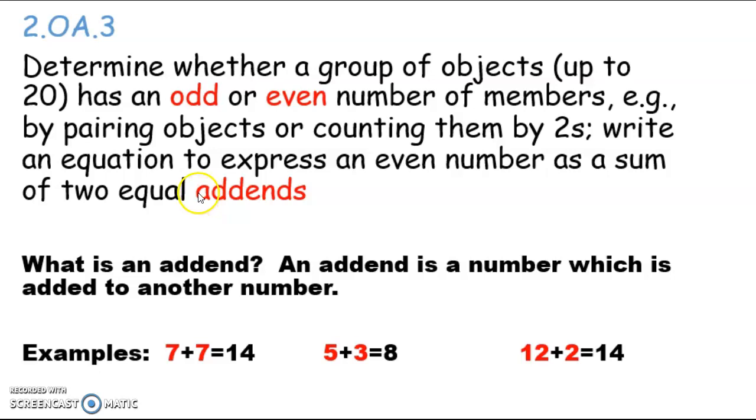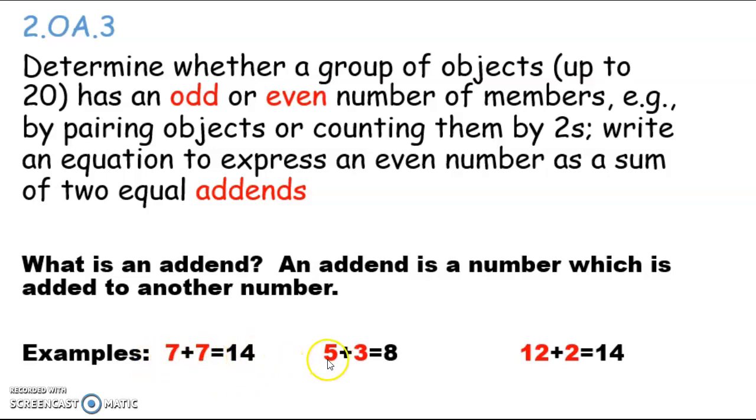So before we get started, I want to talk about this word, add-ins. Here we have a guiding question, which is, what is an add-in? Go ahead and read this sentence quietly to yourself. Okay, and it reads, an add-in is a number which is added to another number. I have some examples down here. In the equation 7 plus 7 equals 14, the red numbers would be the add-ins. So in this equation, the add-ins are 7 and 7.